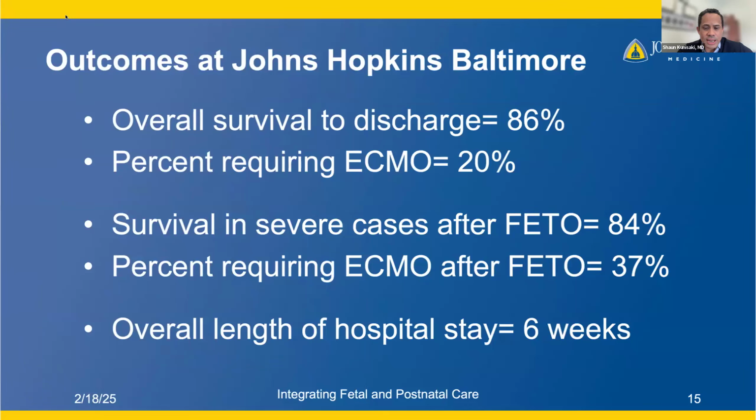Now, this slide really just highlights and summarizes some of our outcomes at Johns Hopkins, Baltimore. Our overall survival to discharge based on data over the last 3 years is 86% in comparison to national benchmarks, which is 70%. The percent requiring ECMO is about 20%, which compares to national benchmarks somewhere in the order of 35 to 40%. So much higher ECMO utilization in our hands.